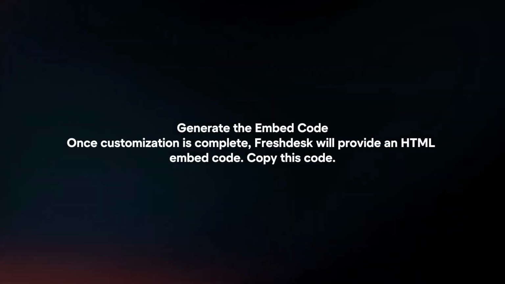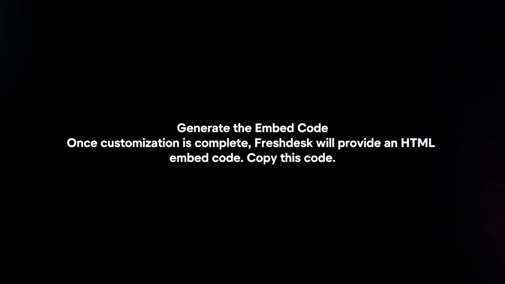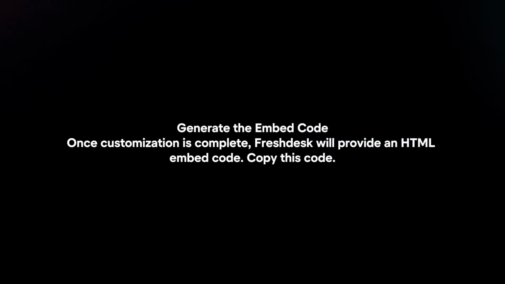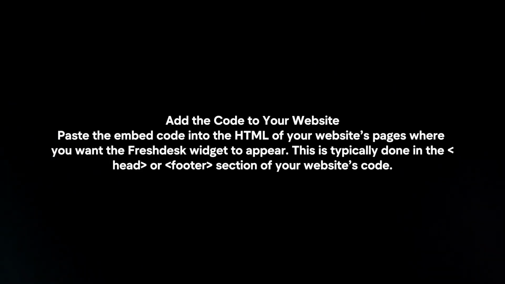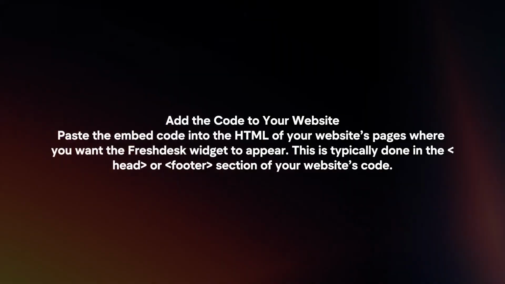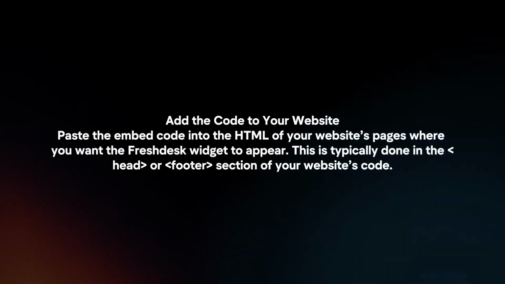Generate the embed code. Once customization is complete, Freshdesk will provide an HTML embed code. Copy this code. Add the code to your website. Paste the embed code into the HTML of your website's pages where you want the Freshdesk widget to appear. This is typically done in the head or footer section of your website's code.